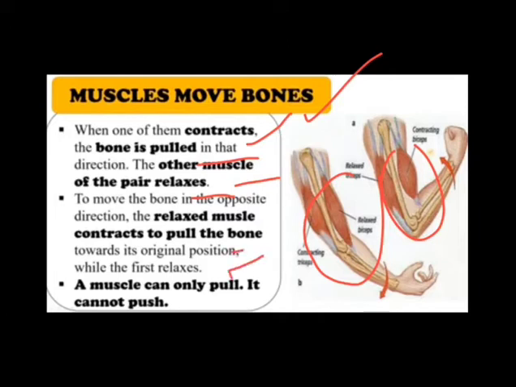A muscle can only pull, it cannot push. So the function of the muscle is to pull, it cannot push, right? So now we know that the muscles move bones. And we call this system the muscular system. The system of the muscles is known as the muscular system. Okay.